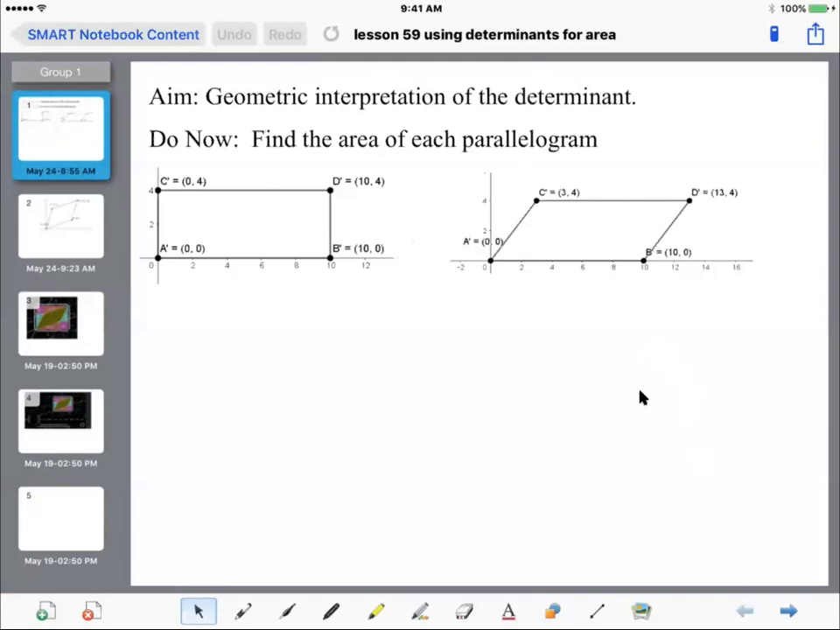Okay, everybody, in the chat box, would you type in what is the area first for this rectangle? And yes, that's right, it's 40. And how about the parallelogram on the right? Okay, and that's right. So both of these parallelograms, the rectangle and the more general parallelogram, both have areas of 40. Now I'm going to give you one that's a little bit more complicated.